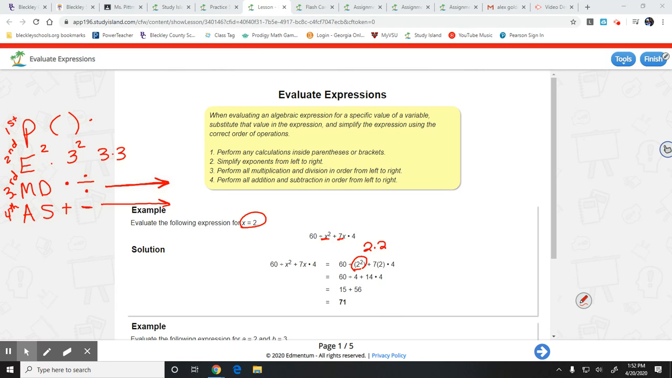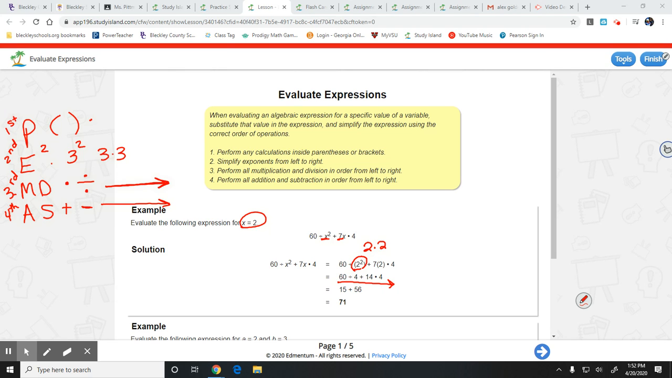Now we have 60 divided by 4 plus 14 times 4. According to order of operations, we perform all multiplication and division in order from left to right. So we're going to start here and we'll work to the right, just the same way we read.